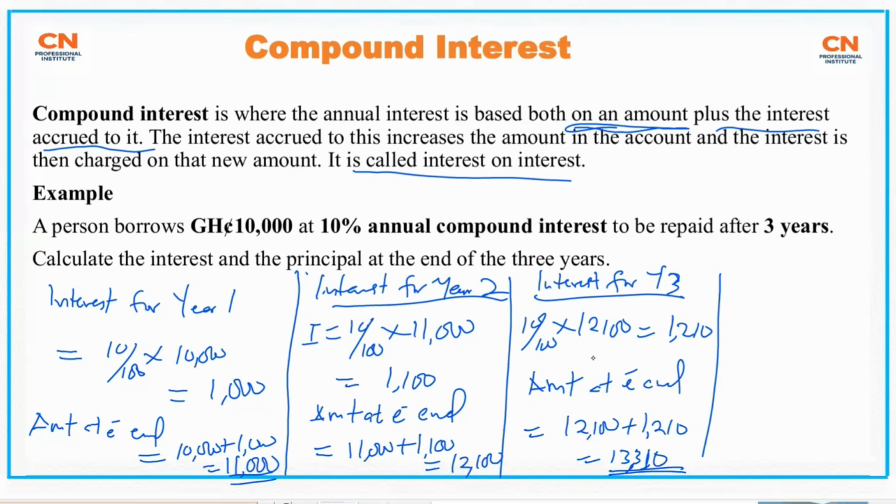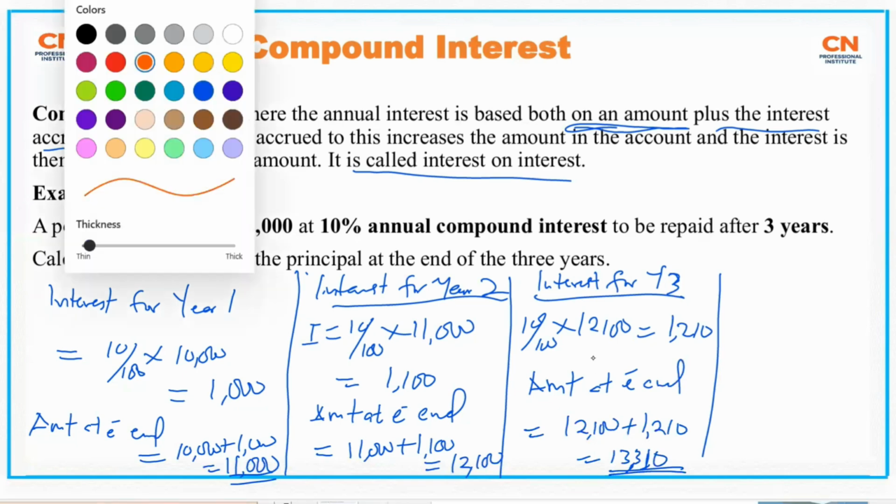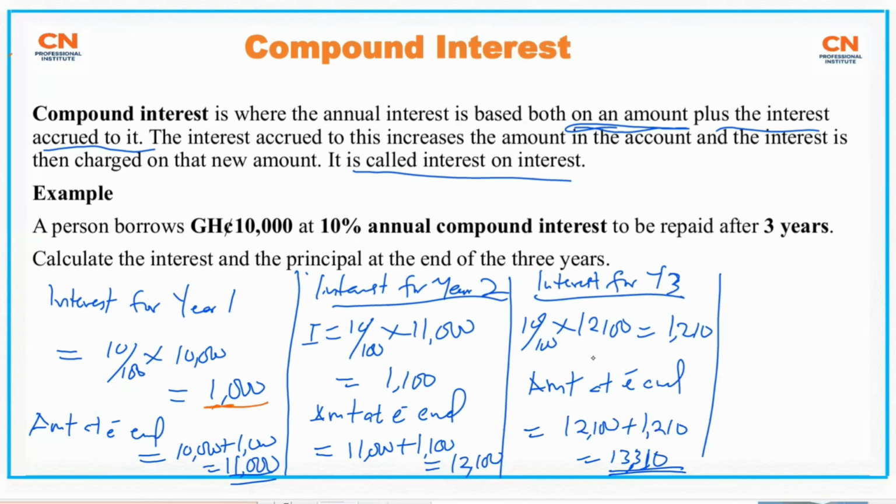If this were to be simple interest, the interest would have been 1,000 throughout. It would have been 1,000 for year one, 1,000 for year two, 1,000 for year three. So under simple interest, let's do some comparison. The interest would have been 1,000 for year one, 1,000 for year two, 1,000 for year three, which would have been 3,000. That's how the interest would have been.